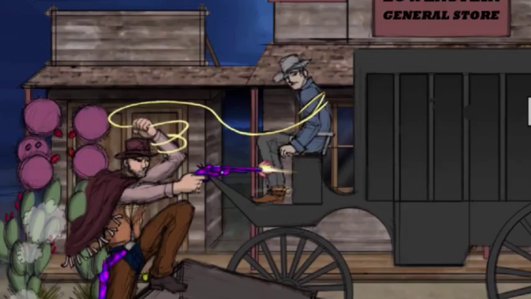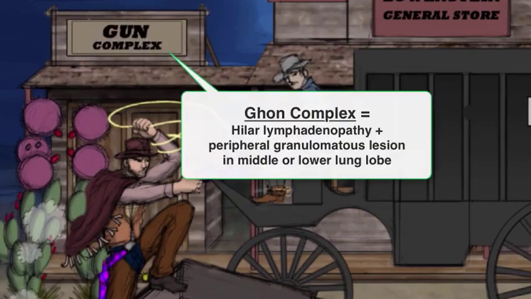We've also added red cactus fruit here in the region of the hilum to help you remember hilar lymph node involvement. And to remember that these signs together are referred to as a Ghon complex, we'll make this building behind the cactus a gun store and call it the Gun complex.